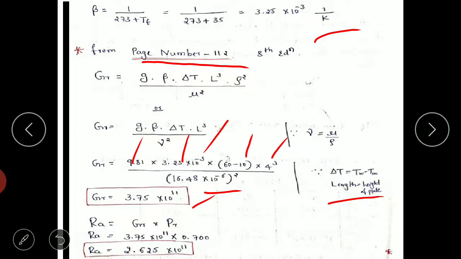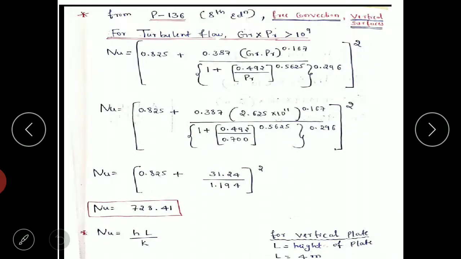So based on GR PR, you can see it is 2.625 into 10 power 11. It is in the turbulent range. So now we have to go for turbulent flow formulas. You can see the flow is turbulent, then you have to select the respective formulas. The value is greater than 10 power 9, so we will be using this formula. Actually, there are two formulas. We are going for the more accurate formula, where we will get more accurate results, so we are taking that formula.